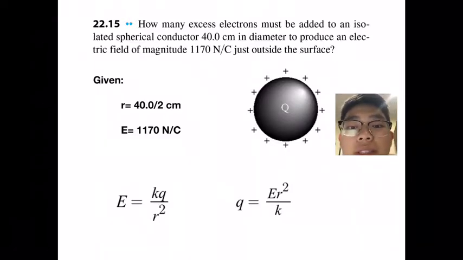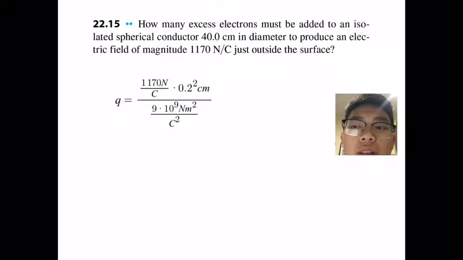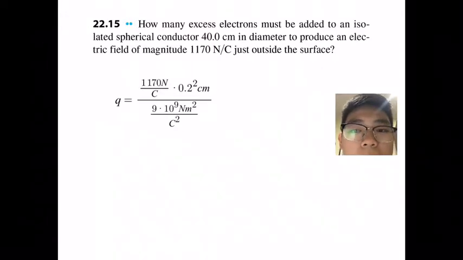So first, we substitute our values. For E, we substitute the 1170 newtons per coulomb multiplied by our radius squared. For 20 cm, we can convert it to meters, which is 0.2. So multiply by 0.2 squared, divided by k, which has a value of 9 times 10 to the 9th newton meter squared over coulomb squared. After inputting these values, we end up with a charge of positive 5.2 times 10 to the negative 9 coulombs, or 5.2 nanocoulombs.